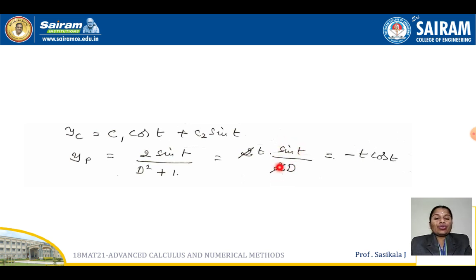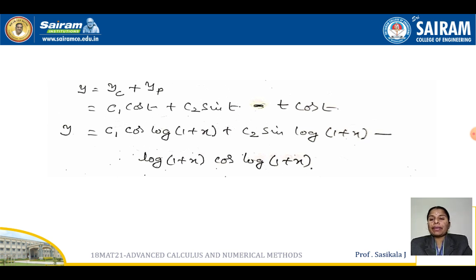So either you multiply and divide by d, or directly you can write 1 by d, which is nothing but the inverse of the differential operator. So it is nothing but integration of sin t. Remember, 1 by d into sin t is nothing but integration of sin t dt. It will become minus cos t. So this t, which is already multiplied because the denominator is going to 0, is to be written here: minus t into cos t. So we have done the complementary function as well as the particular integral.